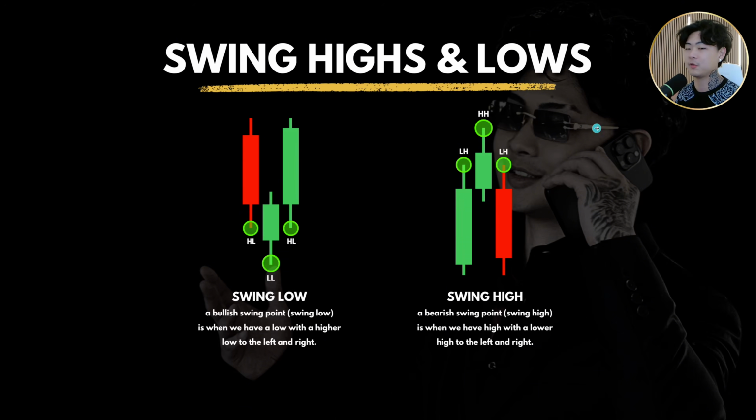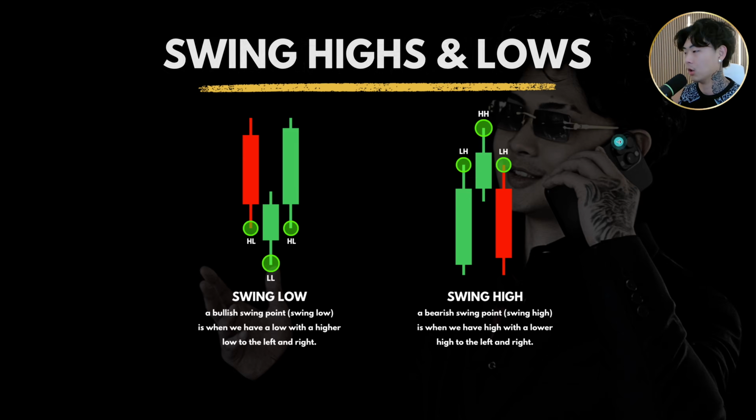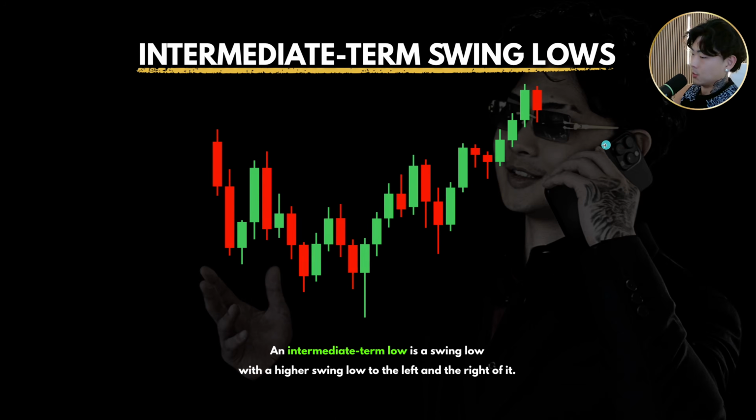Now, how do we differentiate though? Because as we know, the market makes a lot of highs, a lot of lows. How do we tell which of the lows and highs are important versus which ones are less significant? Well, that's where we move on to the different types of swing highs and swing lows.